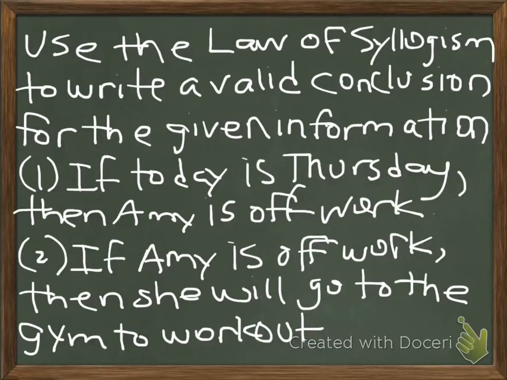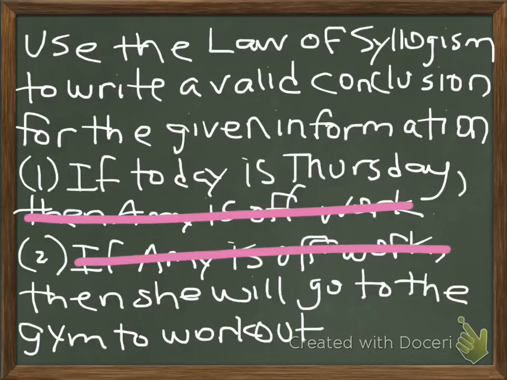So you have, if today is Thursday, then Amy is off work. So the first statement, today is Thursday. Second statement, Amy is off work. Notice they repeat, Amy is off work. And then the third statement, she will go to the gym to work out. So the conclusion would be, if today is Thursday, cross out the middle, then she will go to the gym to work out.